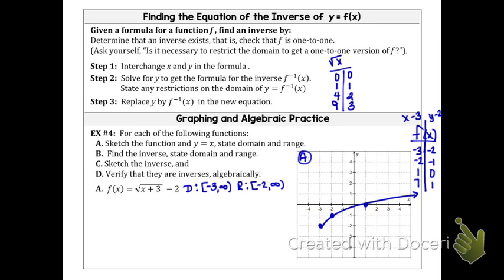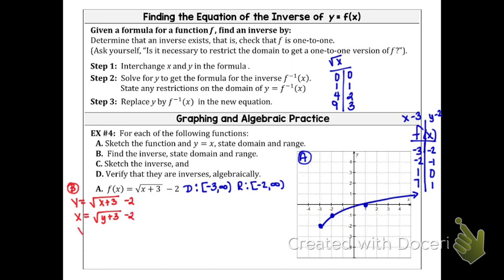B says find the inverse and state the domain and range. All right, so this is what's new right now to us. So we're going to find the inverse. So I'm going to do that right in here. So the first thing is I know f of x is the same thing as y. So my equation is y equals the square root of x plus 3 minus 2. And then it tells us up above here, step 1 is to interchange x and y in the formula and then solve for y. So every x becomes a y, every y will become an x. And we're going to solve for y.